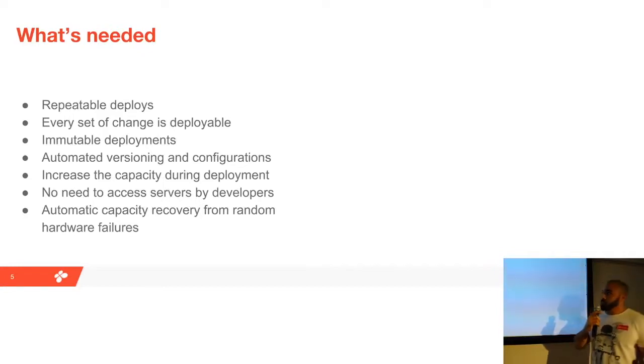So first of all, we need repeatable deploys. Repeatable deploys here means that I need to know what exactly I'm deploying, and what's required for this change to be deployed. And if this set of changes I just deployed is really bad, I have to have an easy way to go back to the previous state of this machine. So this brings us to the immutable deployments.